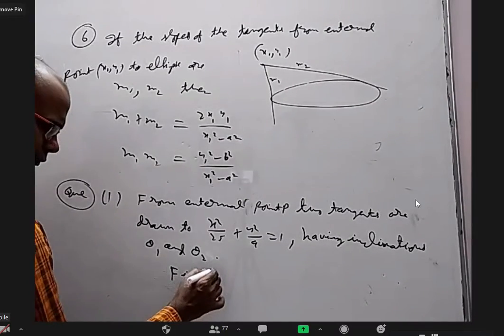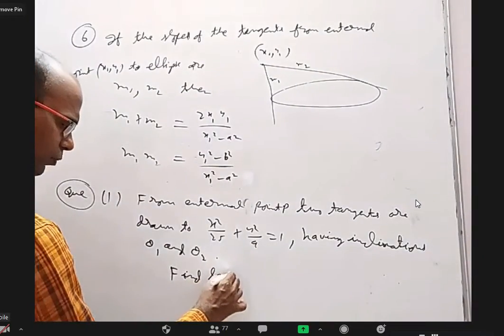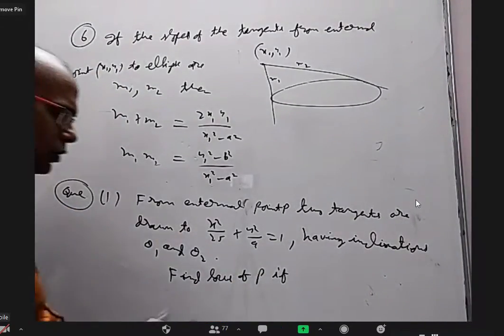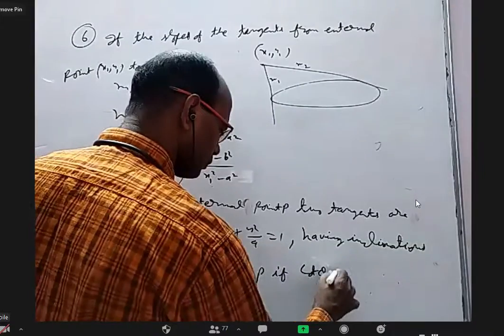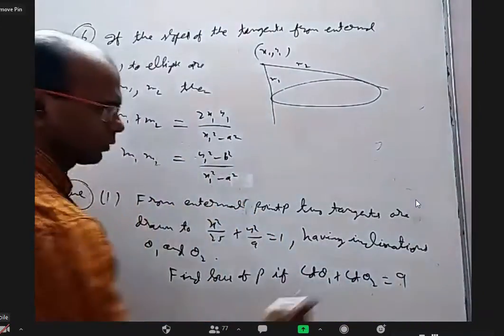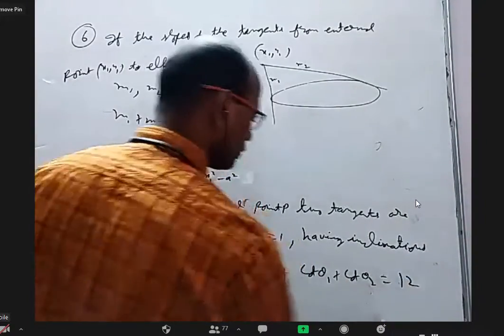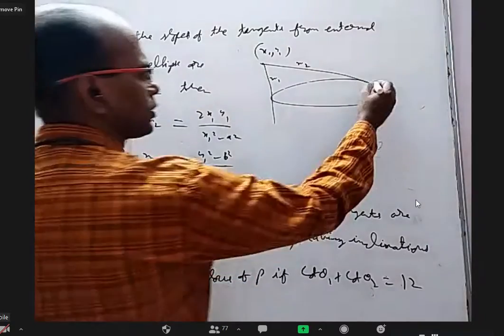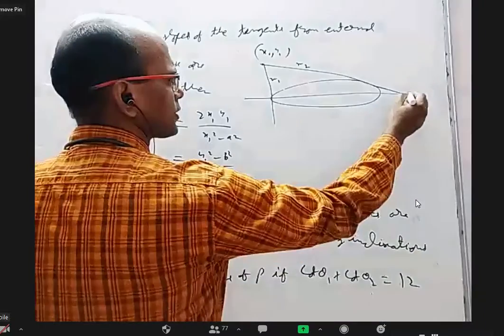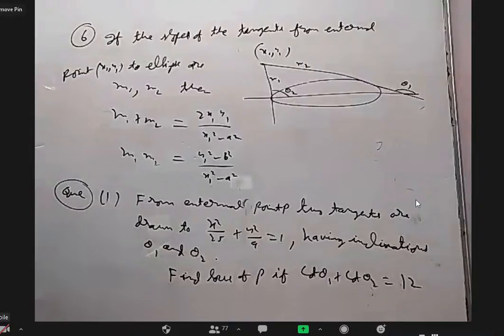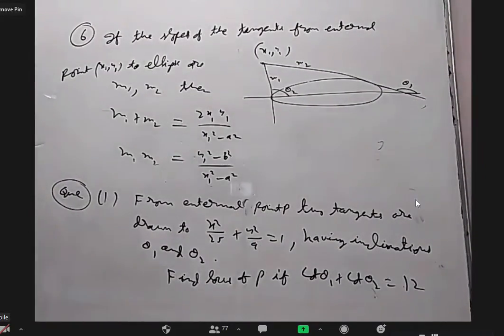Find locus of P if cot theta 1 plus cot theta 2 is equal to 12. So from an external point, you have drawn two tangents. This is x-axis. This inclination is theta 1. This inclination is theta 2. Cot theta 1 plus cot theta 2 is constant. Find the locus.